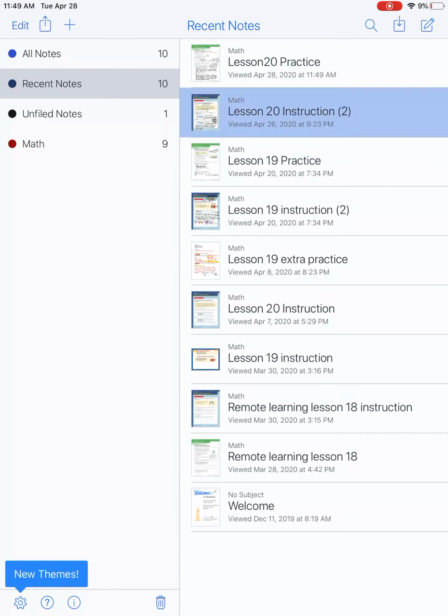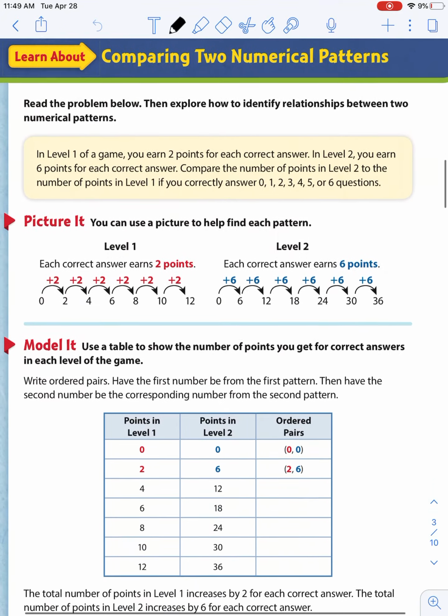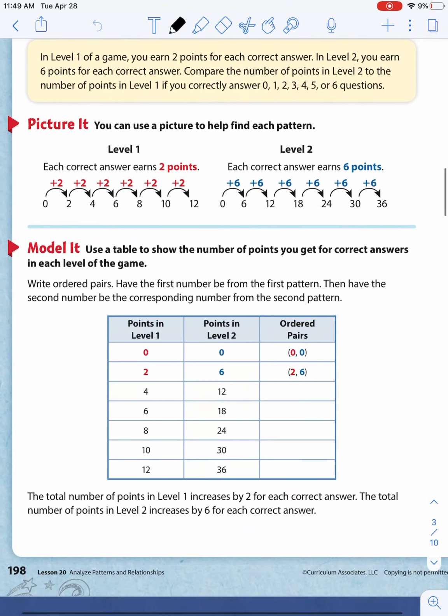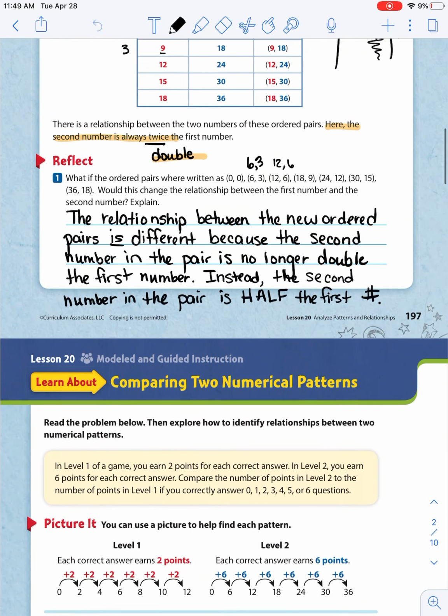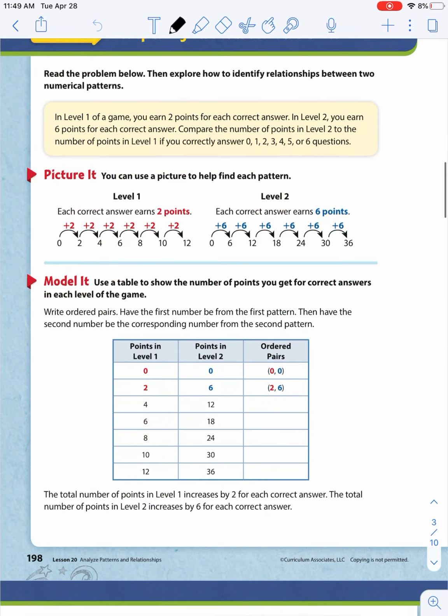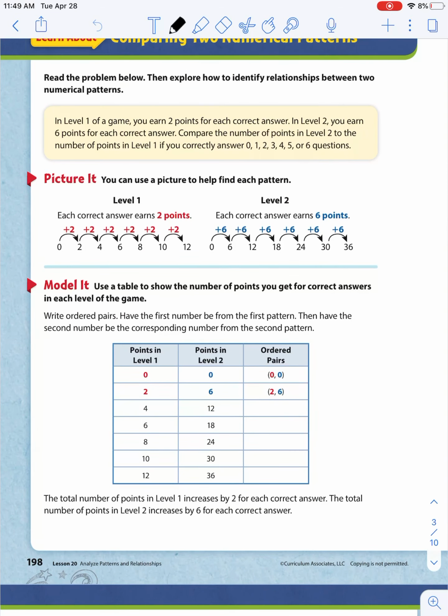Okay. All right, so let's move on. Won't keep you too long. Let's go into the instruction page. 198. Exploring numerical patterns, because we did this one last week. So, in level 1 of a game, you earn 2 points for each correct answer. In level 2, you earn 6 points for each correct answer. Compare the number of points in level 2 to the number of points in level 1. If you correctly answer 0, 1, 2, 3, 4, 5, or 6 questions.